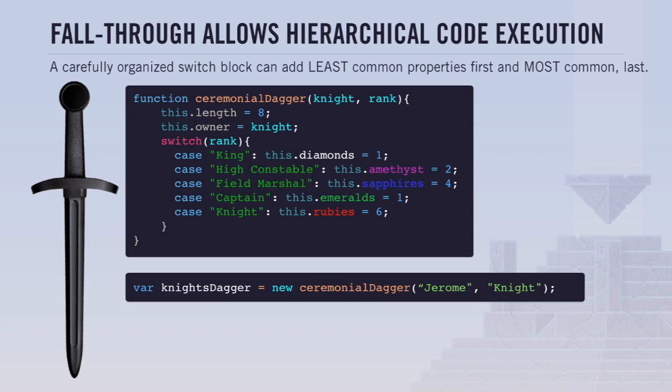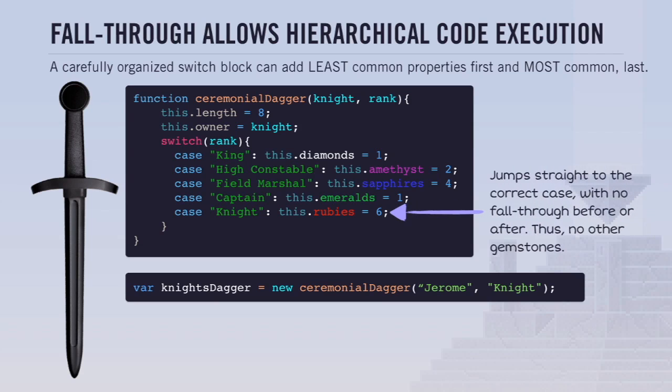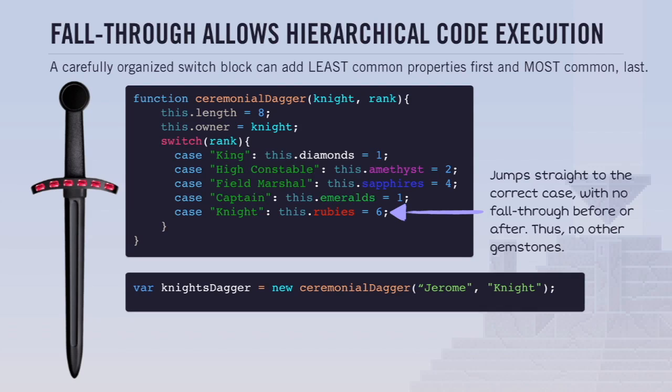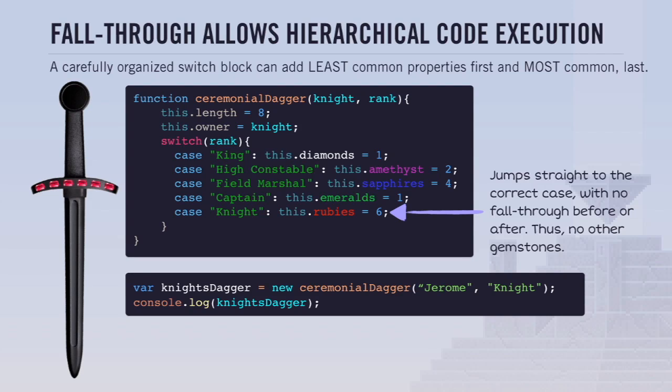Now, what happens when we call this constructor, it's going to jump straight to the correct case with no fall through at all before or after. Thus, all we're going to get is 6 rubies and no other gemstones. If we log out that knight's dagger object now, we can see that the length is 8, the owner is Jerome, and he has only 6 rubies.